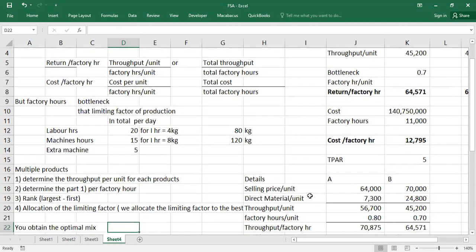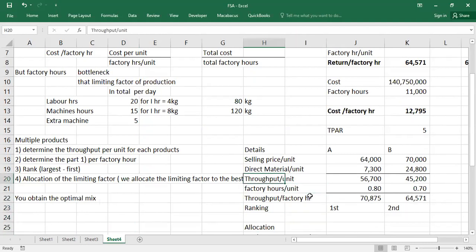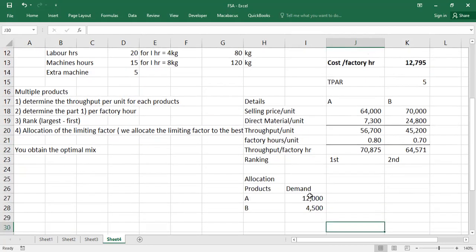So I'll come and find my throughput per unit, which is this. I computed it. Okay. Then factory hour per unit was given in the question. They say that factory hour per unit for A was 0.8 and for B 0.7. So therefore, throughput per factory hour or return per factory hour is the same as throughput divided by factory hour. You'll have this. Okay, Christine, I hope I've answered you.